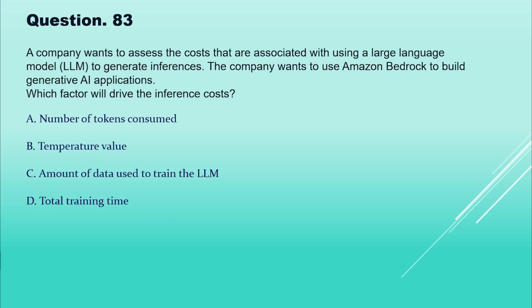And the correct answer here will be option A, number of tokens consumed, because the more tokens used, the higher the cost, and all the others affect the training cost, not the inference cost. Like temperature value, the amount of data used to train the LLM and the total training time, they will all impact the total training cost, not the inference cost. Inference cost will be impacted by the number of tokens consumed. So option A is correct here.